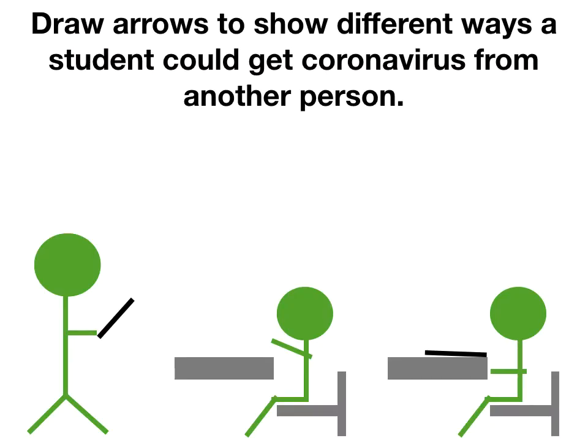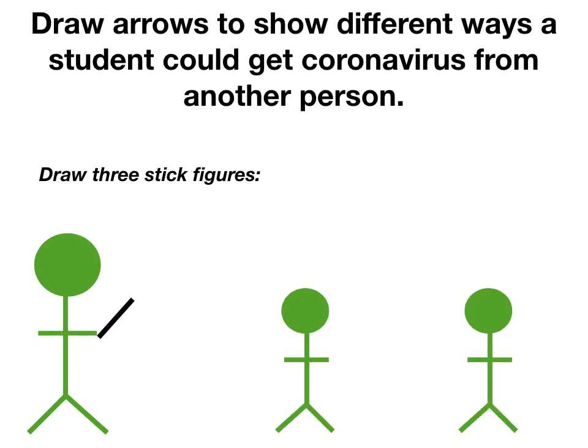We're going to start with a little bit of a drawing in our science notebooks. I've got this picture here of a teacher teaching some class. I want you to draw arrows to show different ways that students could get coronavirus from another person. And of course, when we're doing things in our journals, I've got this beautiful picture here, and if you're doing it on paper, you don't have that beautiful picture, and it will take you a very long time to reproduce that. So why don't you just go ahead and draw 3 stick figures, just like I've drawn.